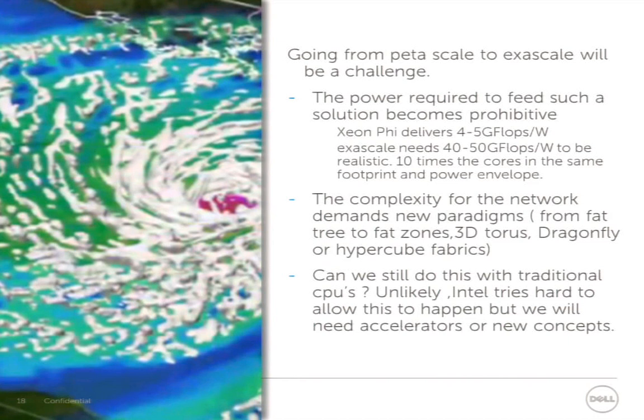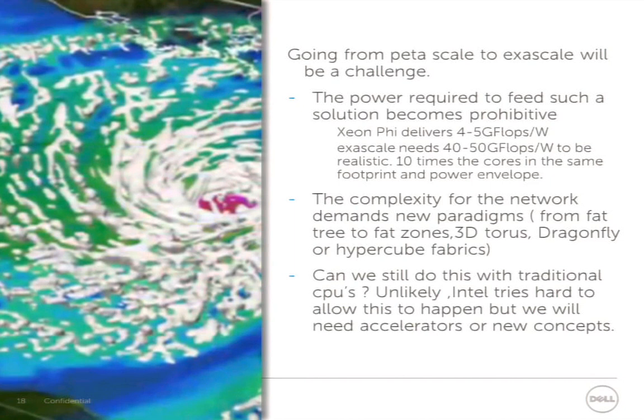So I'll go over a few of the challenges that we're looking at. Power is one of the problems. At this moment, Xeon Phi delivers about 4 to 5 gigaflops a watt. Some calculations from the guys from DARPA say that we need between 40 and 50 gigaflops per watt to reach exascale. So at this moment, there's no technology that allows us to do this. So 10 times the amount of cores in the same footprint and power, it's a challenge, not only for an integrator like Dell, but also for our chip makers, Intel.